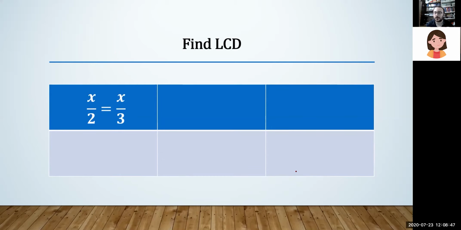So x over 2 equals x over 3. What's the LCD? 3 and 2. Okay, so you multiply 2 by 3, which are the denominators, so it's 6. 5 over 2x equals 3x over 5. The LCD is?